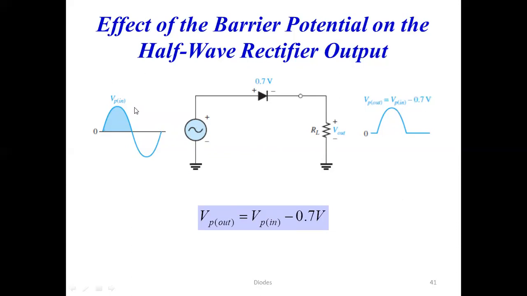If I am giving 10 volt peak voltage, then what will happen? 10 volt minus 0.7 volt, which is 9.3 volt, will be your output, because the cut-in voltage required for this diode is 0.7 volt. That much will be the voltage drop across that diode.